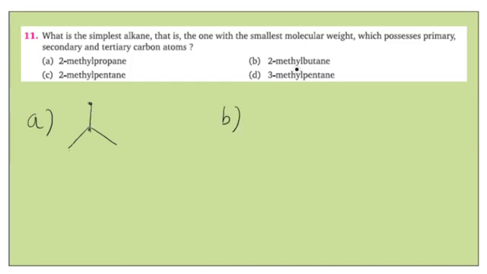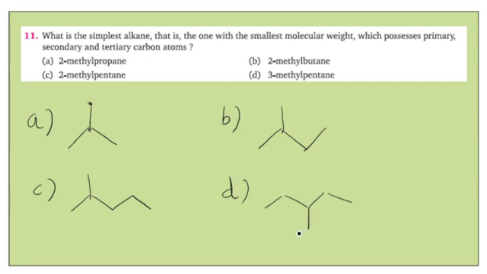Let's write down for 2-methyl butane. So butane, 1 carbon more. So in the principal chain, you have 4 carbons. So 2-methyl butane. Let's take option C, 2-methyl pentane. This is 2-methyl pentane. Let's see for option D, 3-methyl pentane. So these are the bond line structures of the molecules.